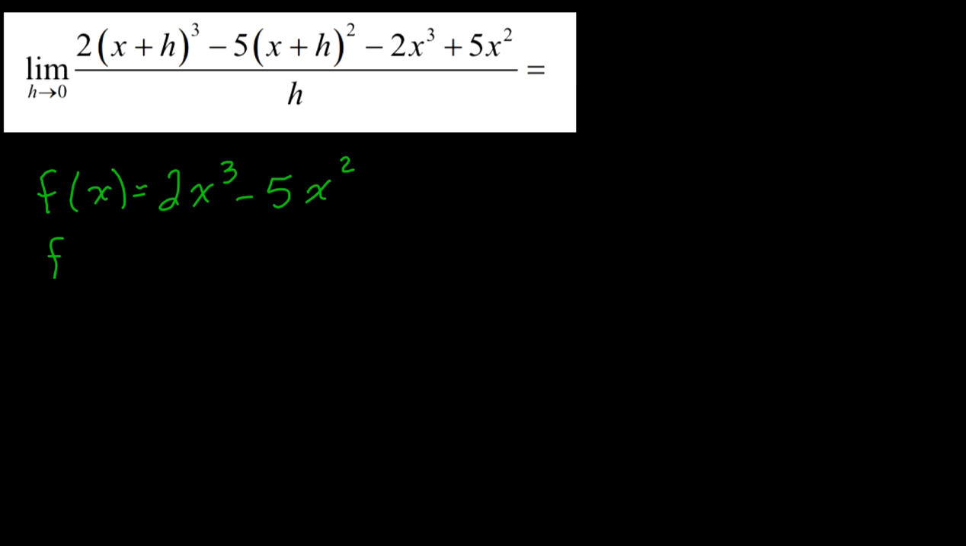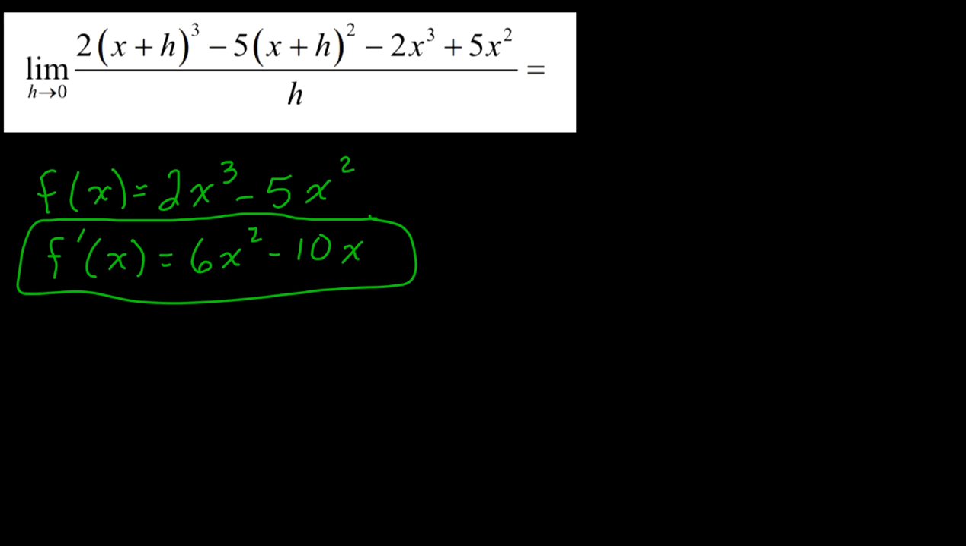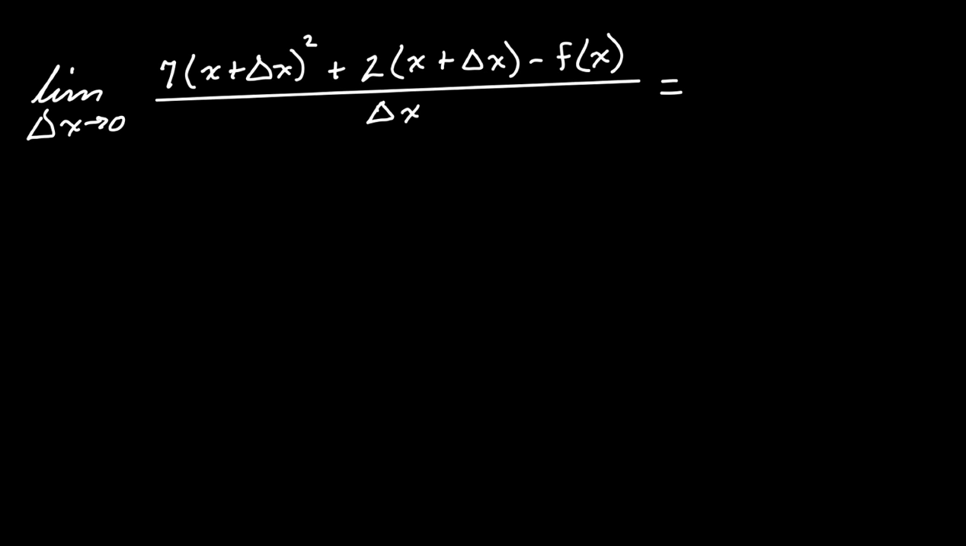All right, so now we take the derivative of our function, and that will end up being 6x squared minus 10x. That's it. That's what this stuff right here is equal to. And that is just, once again, the slope of the tangent line at any particular value x. Now this is just a different way of notating this.